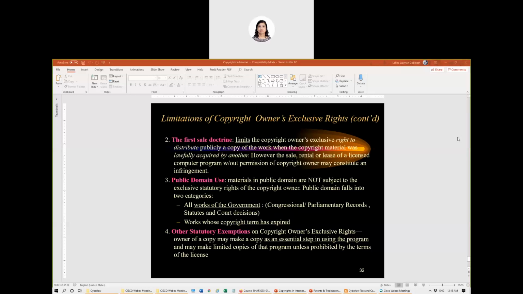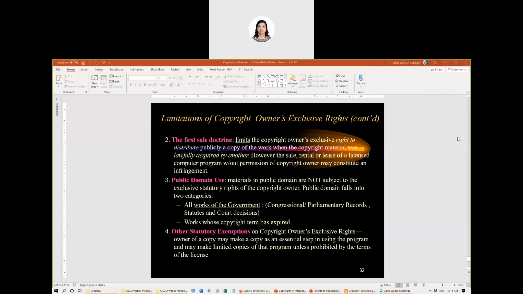Public domain use. Okay, what is public domain use? That means the material is in public domain, right? Now, normally, if the materials are in public domain, it is no more under the exclusive statutory right of the copyright owner. And this falls into two categories: all works of government, all right, all these parliamentary records, court decisions, statutes, all of that are works of the government, all right. That comes under public domain and therefore does not have copyright protection.